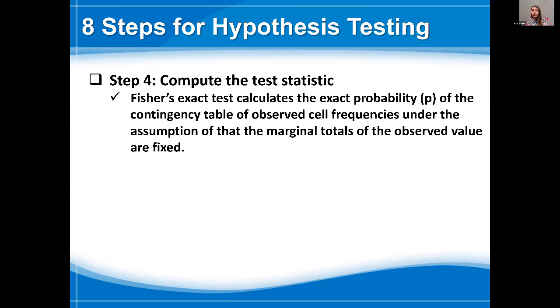Step 4 in our 8 steps for hypothesis testing is compute the test statistic. Fisher's exact test calculates the exact probability of the contingency table of observed cell frequencies under the assumption that the marginal totals of the observed values are fixed.